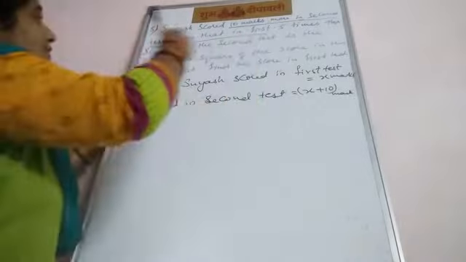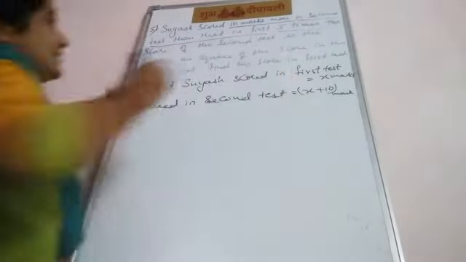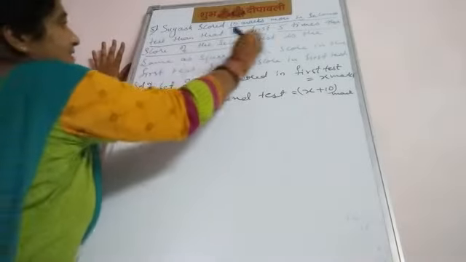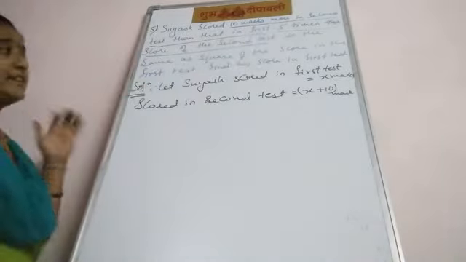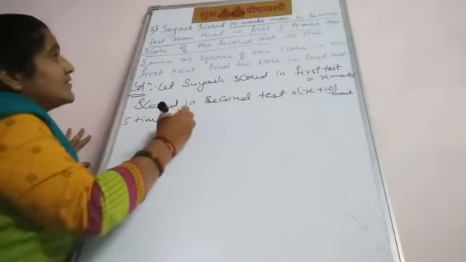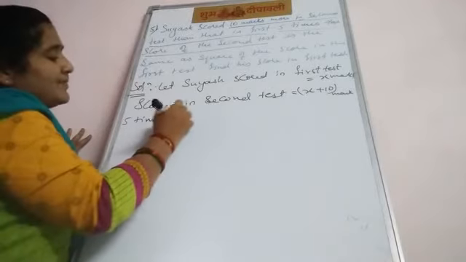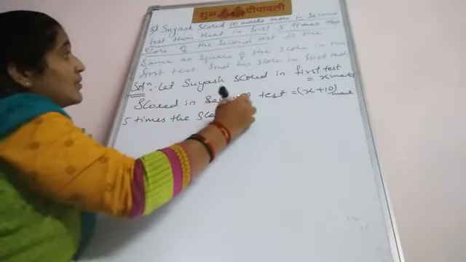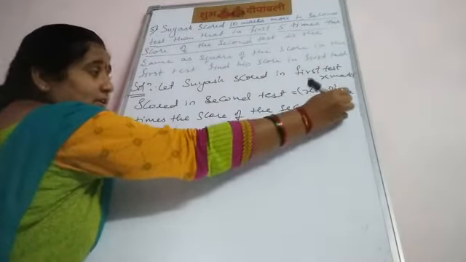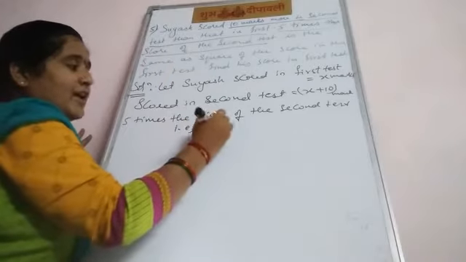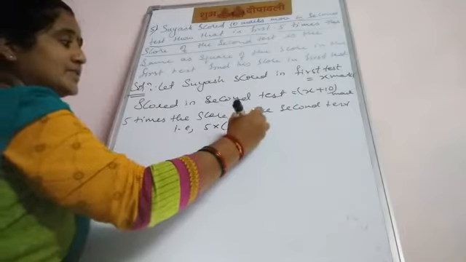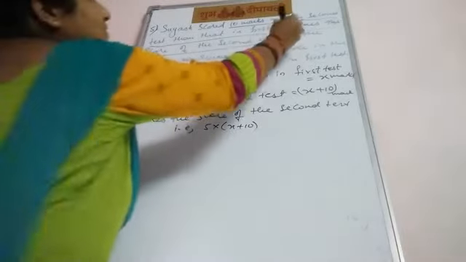Now if we continue reading the question, 5 times the score of the second test. Times means what? Multiplication. See here, 5 times the score of the second test. That is 5 into the second test. How many marks did he get? x plus 10.